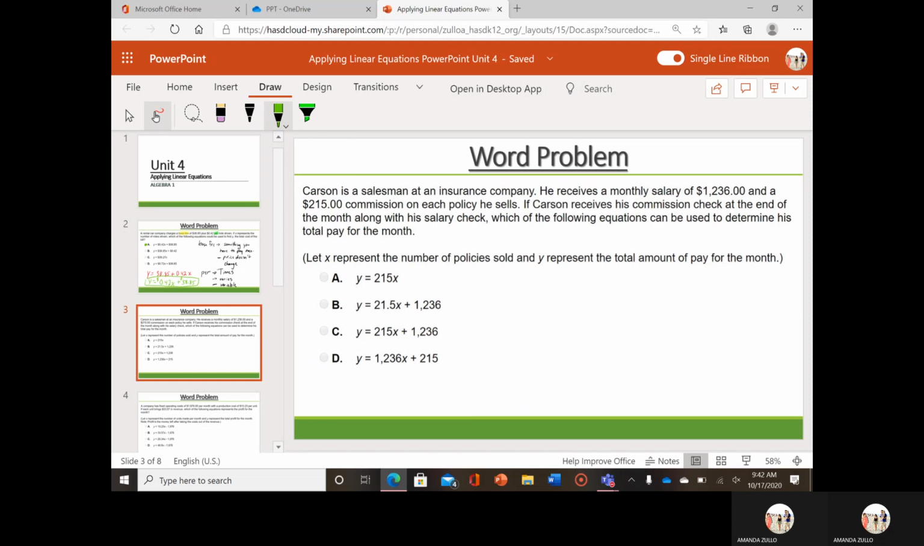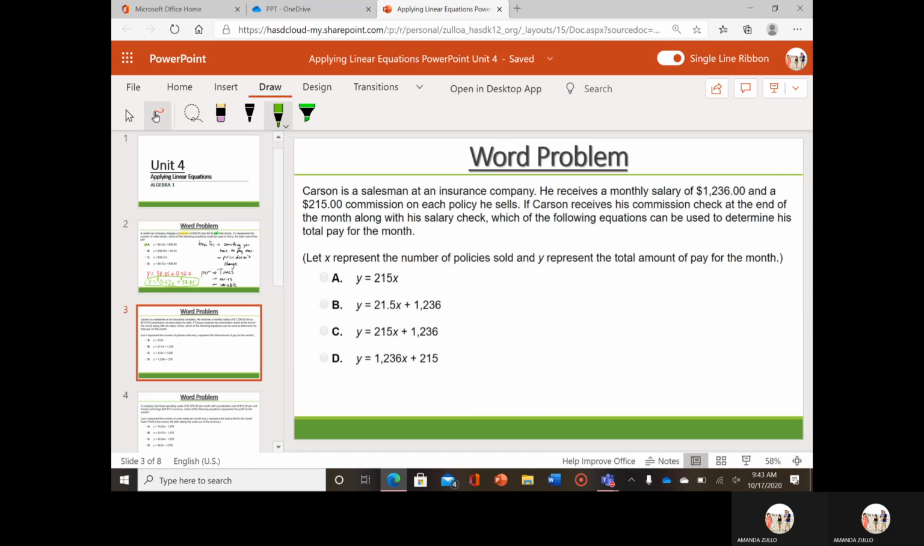Let's move along. Similar problem. Carson is a salesman at an insurance company. He receives a monthly salary of $1,236 and a $215 commission on each policy he sells. If Carson receives his commission check at the end of the month along with his salary check, which of the following equations can be used to determine the total pay for the month? And it tells us what to let X and Y stand for.